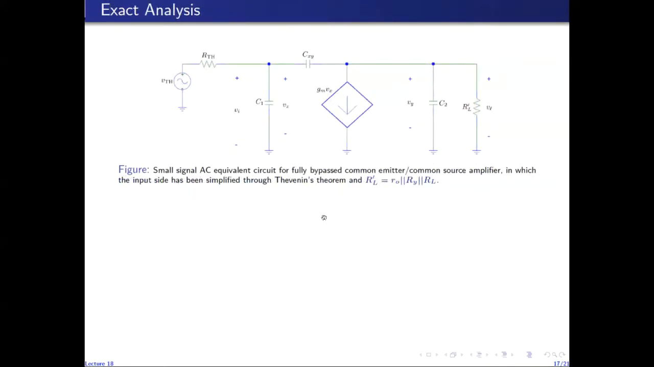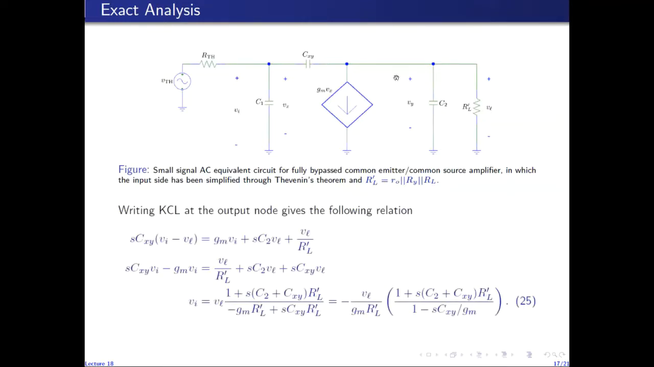Finally, we can carry out an exact analysis of this amplifier configuration by finding out an exact transfer function, that is an exact ratio of VL to V7N. So we do that by finding a ratio of VL to VI, and then we find the ratio of VI to V7N. So if we write KCL at this output node, then there are 4 branches connected to this output node. This one, this, and this.